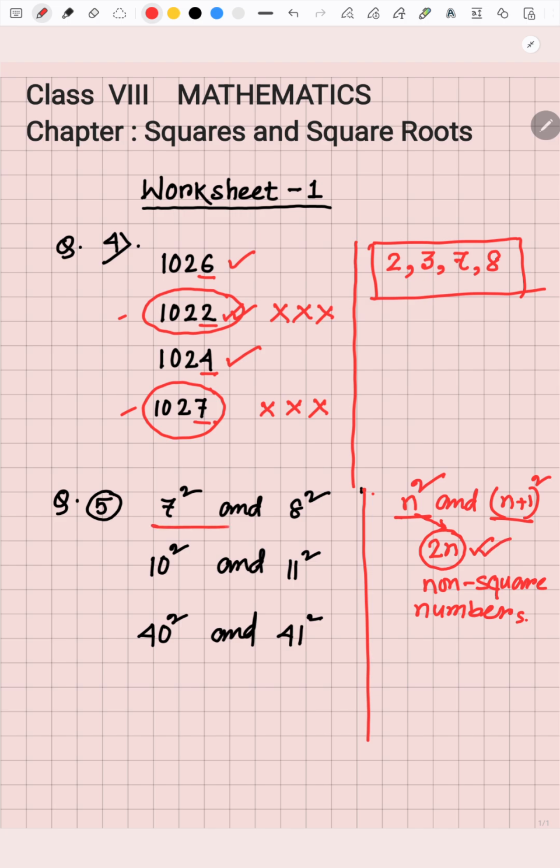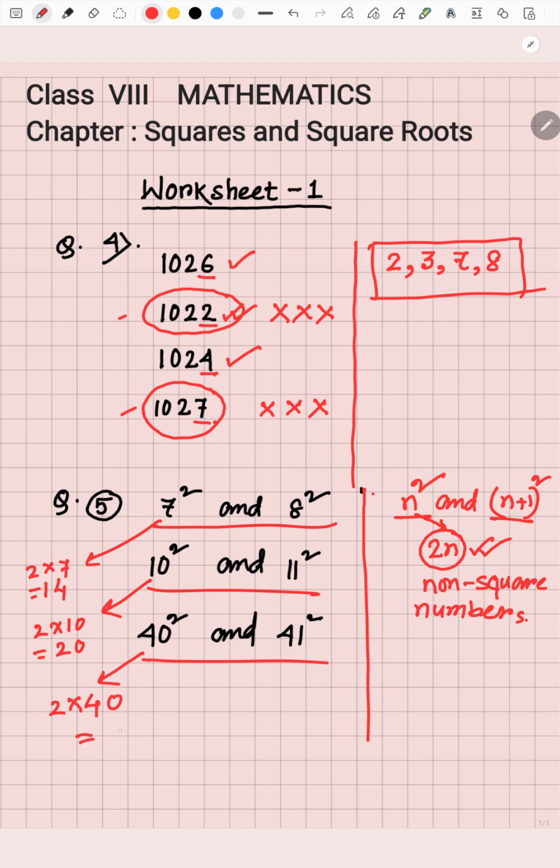So in this case 7 square and 8 square, there are always 2 into 7, that is 14 non-square numbers. In this case there are always 2 into 10, that is 20 non-square numbers. And in this problem there are 2 into 40, 2n, so 80 non-square numbers.